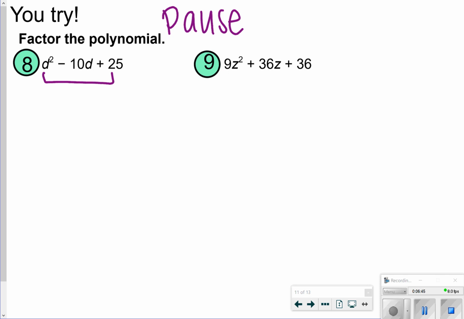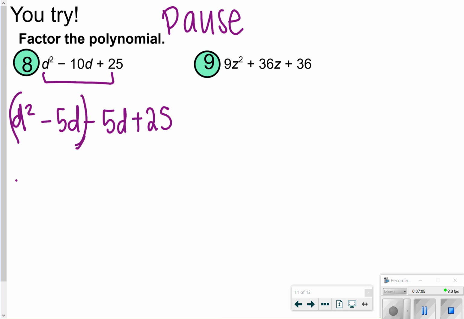All right, so for number 8, if I multiply d times 25, I'm going to get 25. And I need to also make negative 10 with those factors, so I'm going to use negative 5 and negative 5. So I'm going to have d squared minus 5d minus 5d plus 25. Then I'm going to go ahead and combine, or factor, by grouping.